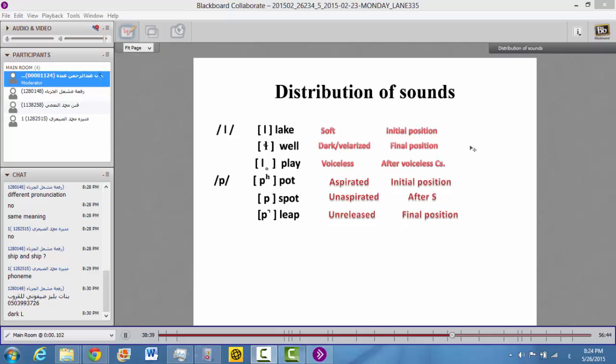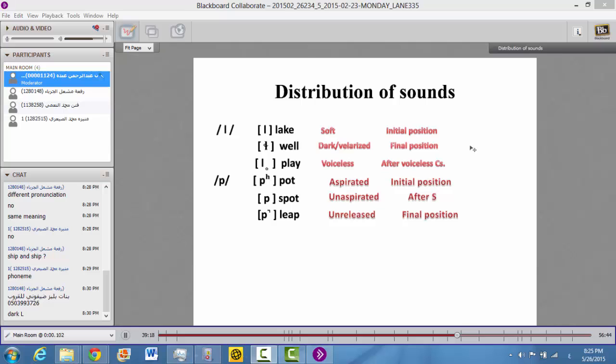The allophones of the pa: we have aspirated pa, unaspirated pa, and unreleased. Pot, spot, leap. One is aspirated because it occurs initially in a word or in a syllable. One is unaspirated because it occurs after the S. And the other one is unreleased because it occurs in a final position. These are the distributions or the phonetic environment in which these sounds occur.